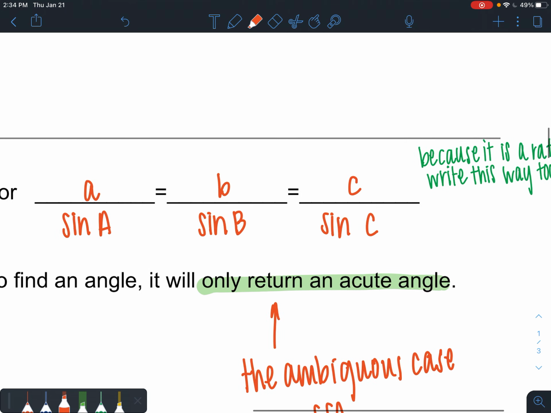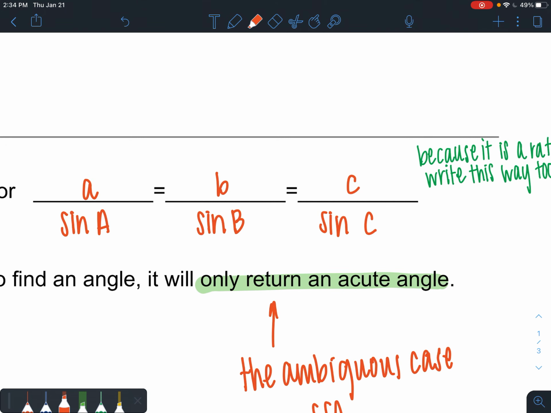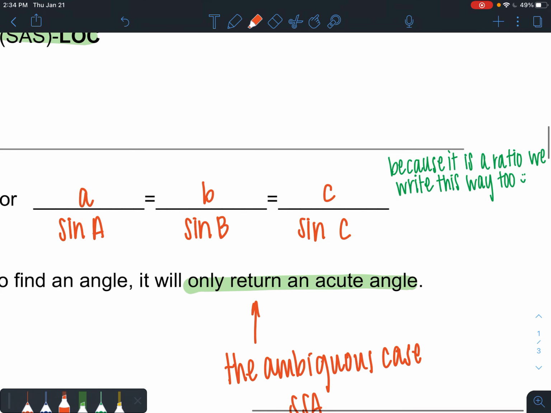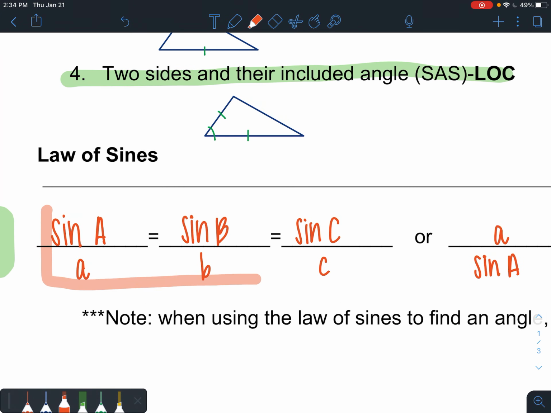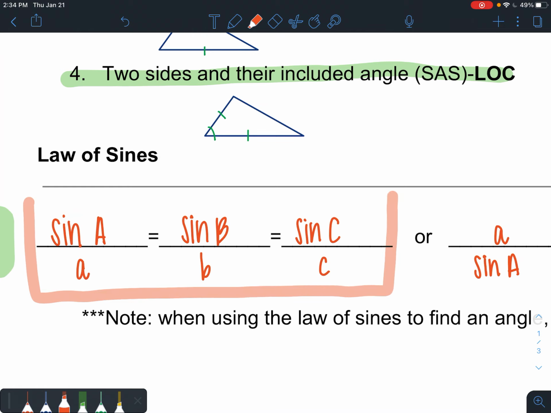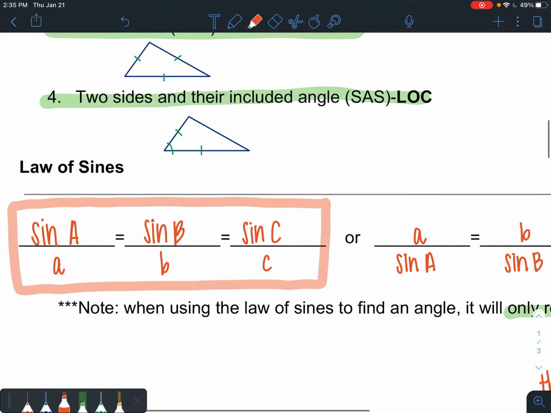All right, then we can also do angle over sine of A, and we can write it this way because it's just a ratio, so it doesn't matter if we flip it one way or the other. I usually write it this way. This is the way that I tend to write my law of sines out. But again, it doesn't really matter, okay?